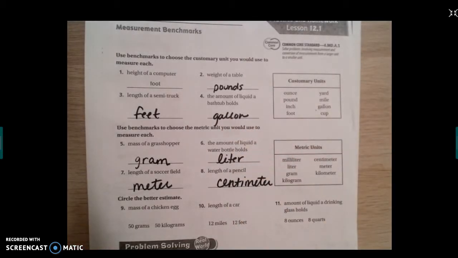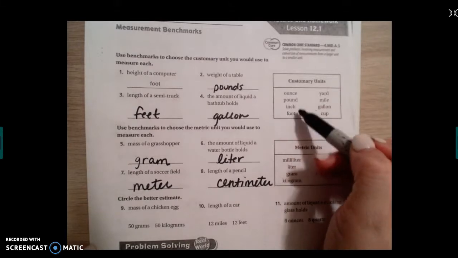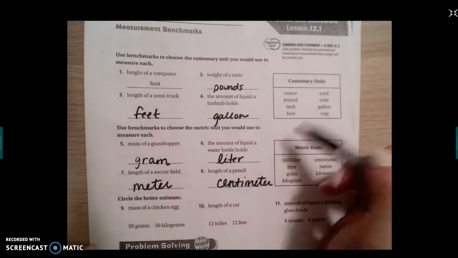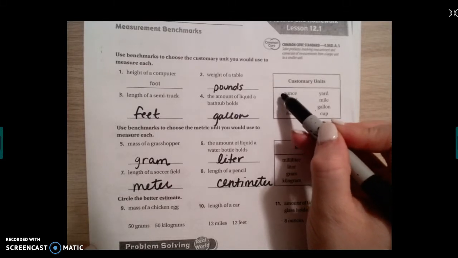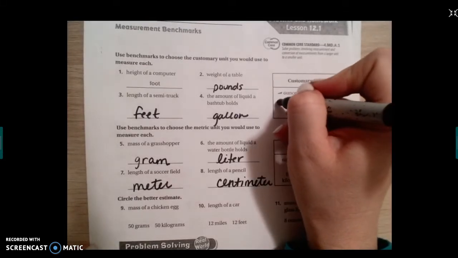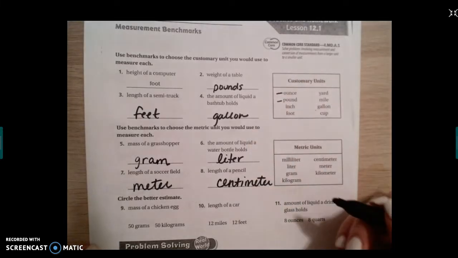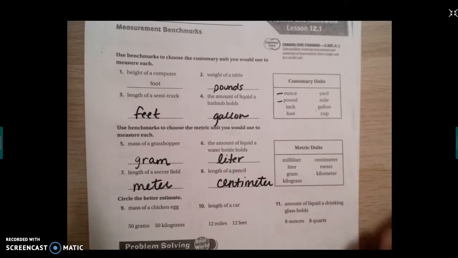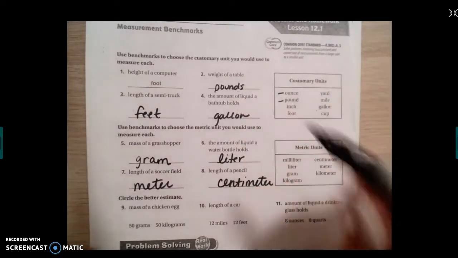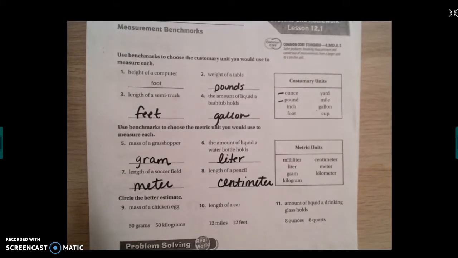The weight of a table. So you're going to come over here and look at which ones of these things measure weight. So we have an ounce or a pound. Those are our options. Okay. Remember, an ounce was the weight of a pencil, and a pound was the weight of a loaf of bread. So for the weight of a table, we're going to use pounds.